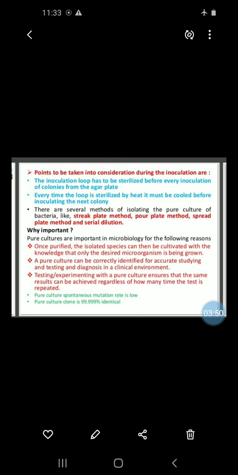Next, there are several methods of isolation of microorganisms. First, the streak plate method. Second, the pour plate method. Then the spread plate method and the serial dilution method. So these are the methods of isolation of bacteria. I am repeating the methods: first the streak plate method, then the pour plate method, then the spread plate method and the serial dilution method. These are the methods of isolation. Then we will see why it is important.